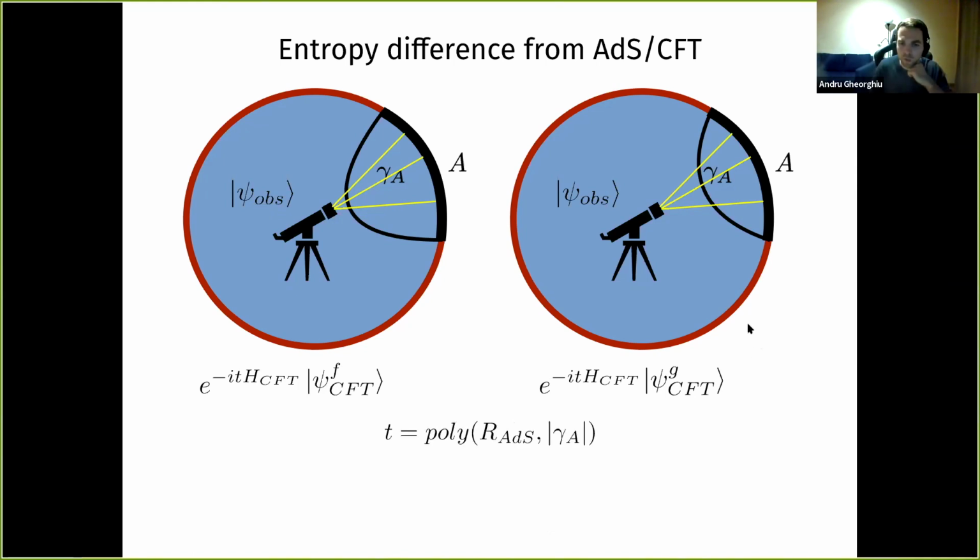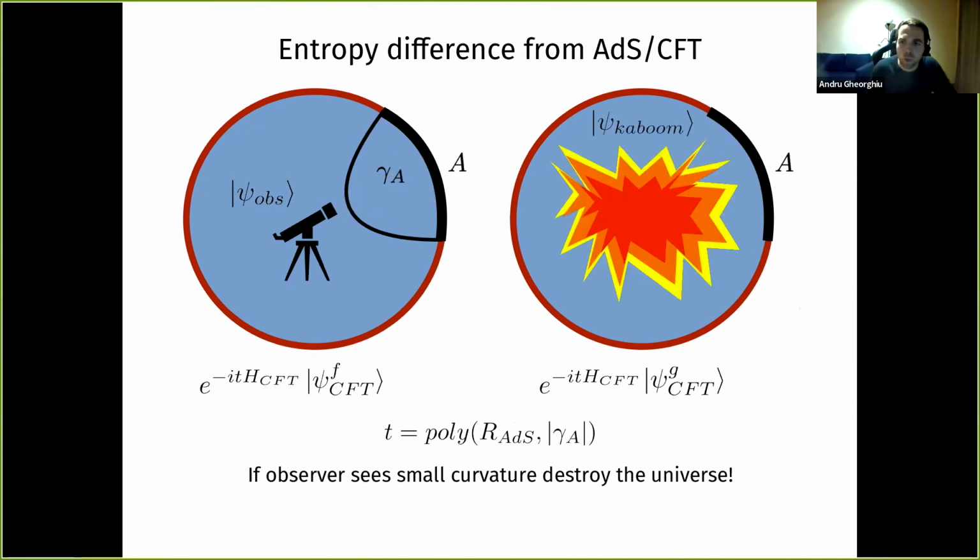So then we just evolve these states. And the time of this evolution should presumably be polynomial in the ADS radius and the size of this surface, which should be polynomial in, say, the entropy or in n. And so then what we'd like to do is, if the observer sees a small curvature, let's imagine that it destroys the universe. So maybe it creates a black hole or something. And in the other case, it does nothing.